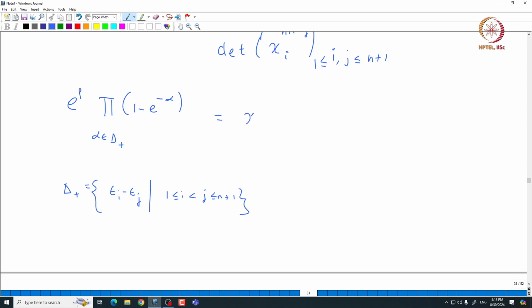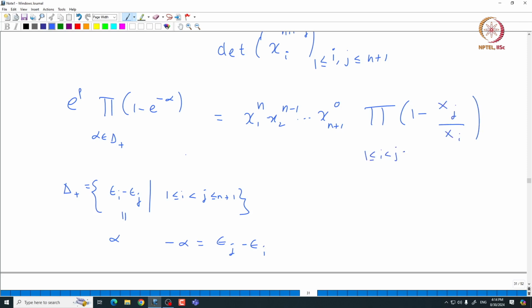e^ρ is given by x1^n, x2^(n-1), etcetera, x_{n+1}^0. Then the product: 1 minus e^(-α), so with α equal to ε_i minus ε_j, minus α will be ε_j minus ε_i. So this gives exactly x_j divided by x_i, where 1 ≤ i < j ≤ n+1. This is what you get.